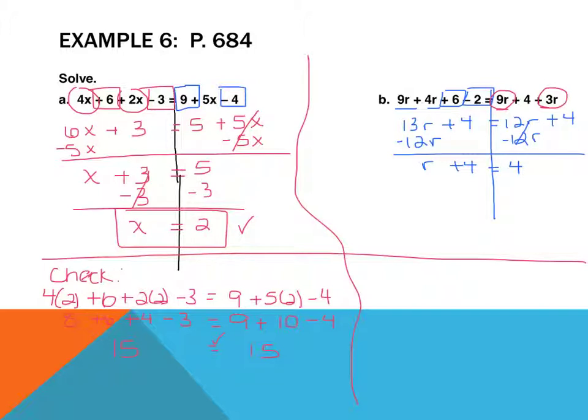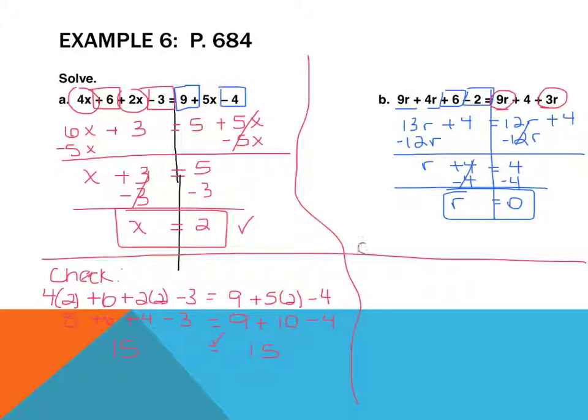Then my last step is to get the variable by itself. So I'll cancel my 4 by subtracting 4. So 4 minus 4 is 0. So r equals, and then on the other side I have 4 minus 4. So r equals 0. 0 is a number, and therefore it is an acceptable solution.